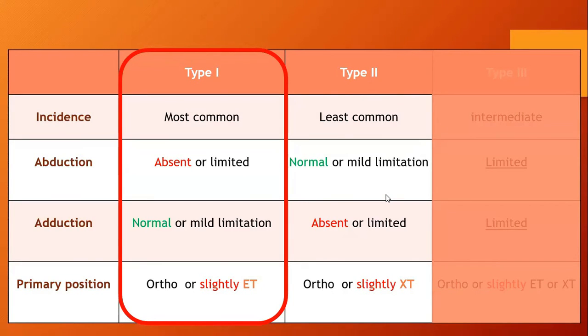How about the face turn in type 2? So the limitation is in adduction. So the face turn will be towards the opposite side now. In strabismus, we use another word for opposite side. Contralateral side. Yes, contralateral side. Your answer is correct.